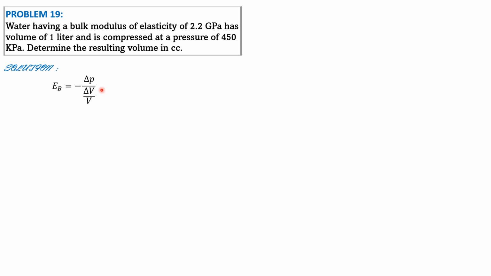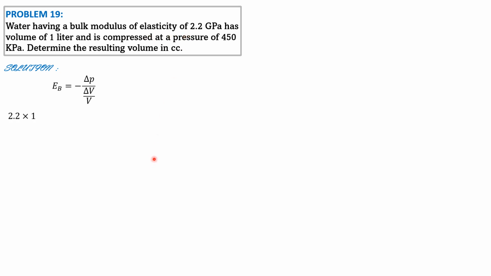So here's the given formula. Delta P is 450 kilopascals. Then initial volume is 1000 cc or 1 liter. And E sub B is 2.2 gigapascals.